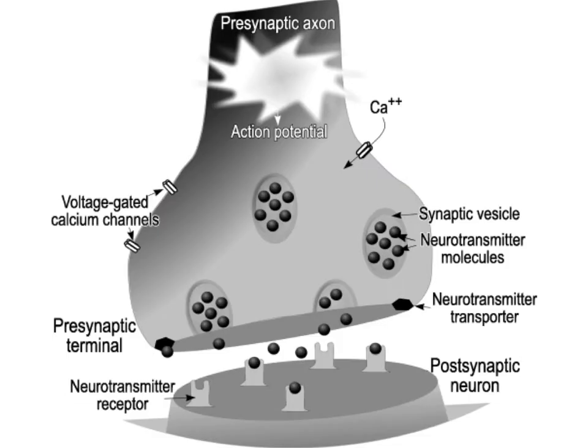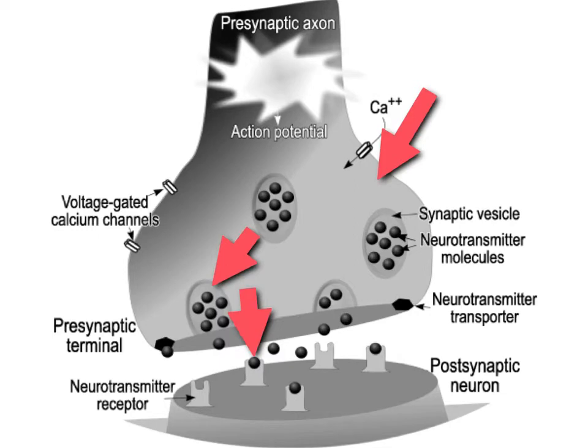When an impulse arrives at the end bulb, the membrane becomes more permeable to calcium. Calcium diffuses into the end bulb and activates enzymes that cause the synaptic vesicles to move toward the synaptic cleft. Some vesicles fuse with the membrane and release their neurotransmitter through exocytosis. The neurotransmitter molecules diffuse across the cleft and fit into receptor sites in the postsynaptic membrane.